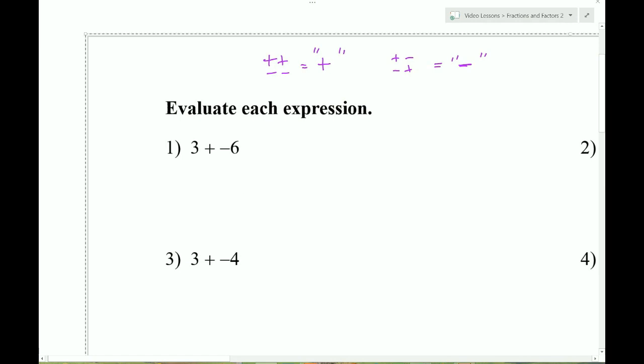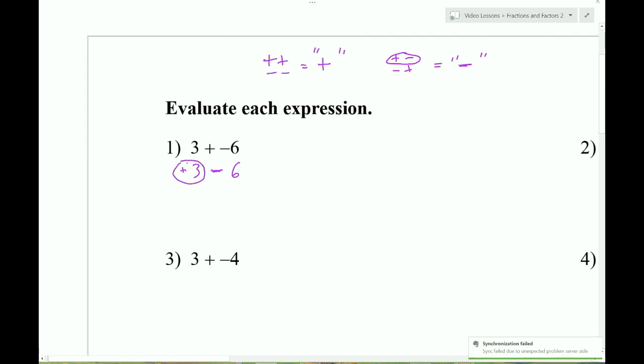Okay? So, as an example, we have a plus and a minus next to each other, consecutive here. So that would be this category. So they both will turn into a single minus sign. Now from here, we have an invisible plus sign in front of the 3. So we're really trying to combine the number plus 3 with the number minus 6.